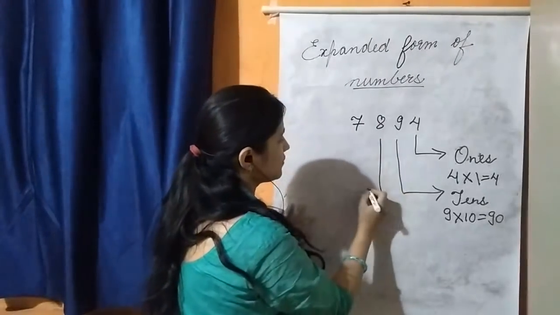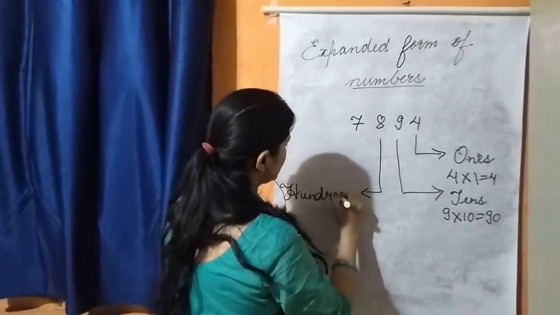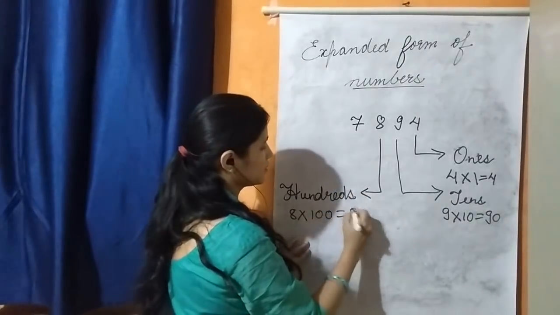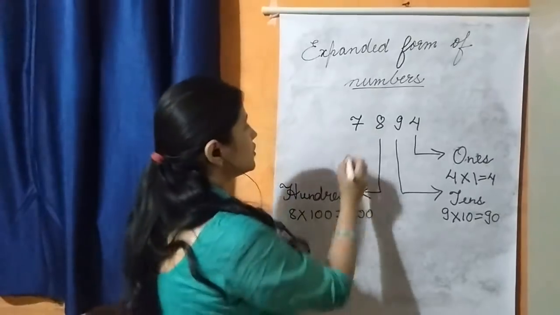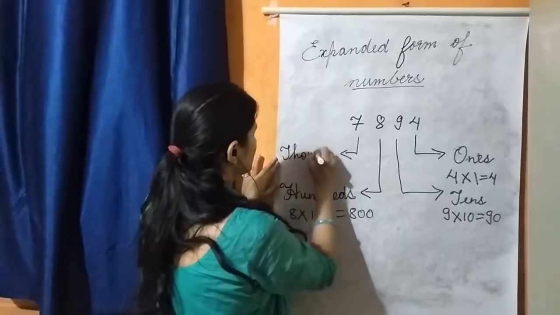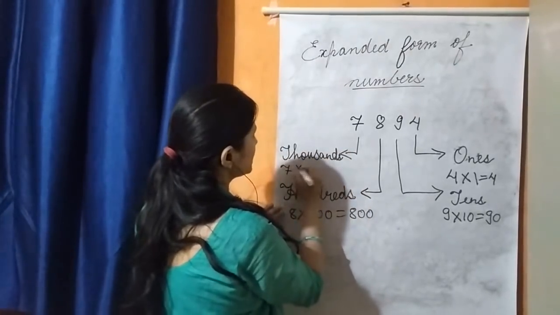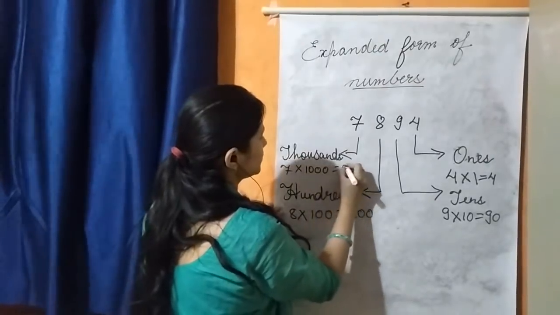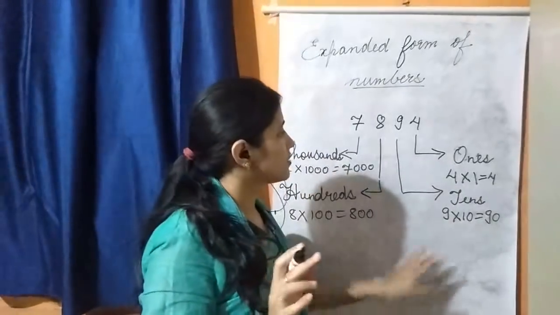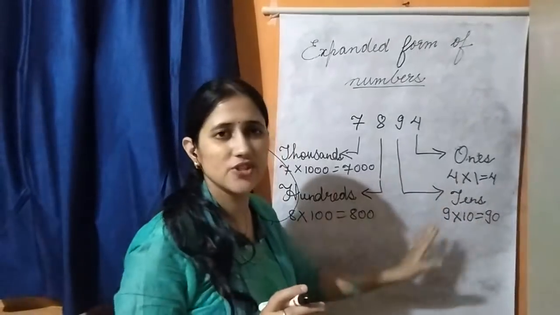Now place value of 8 is 8 hundreds, that is 8 multiplied by 100 is equal to 800. Now the place value of 7 is thousands, that is 7 multiplied by 1000 is equal to 7000. Students, now here we have the place values of each digit.